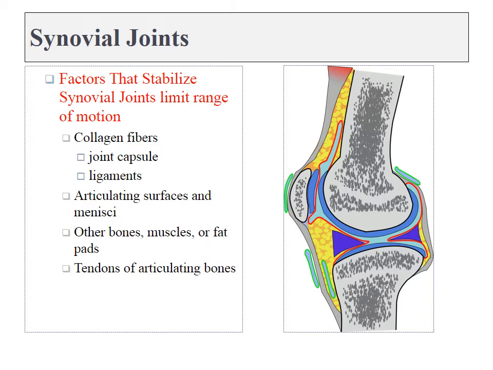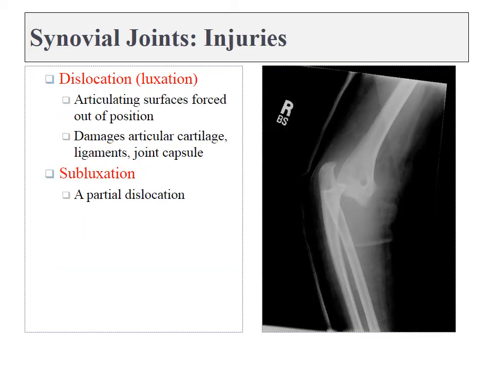For all of these structures that a joint has, it tends to increase the stability of that joint, but reduce its range of motion. Conversely, joints that have a wide range of motion tend to not be very stable and are prone to dislocation. A dislocation is where the head of one bone pops out of the socket of the next. A partial dislocation would be called a subluxation.